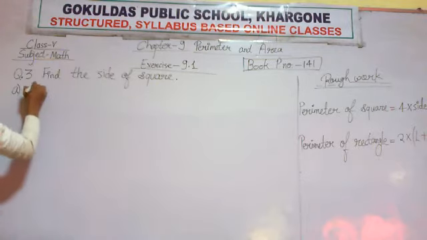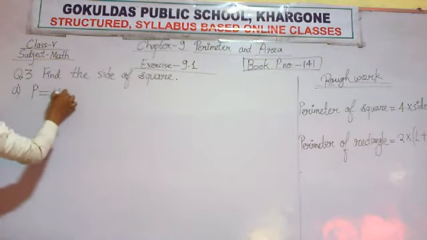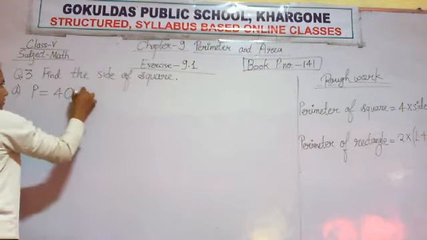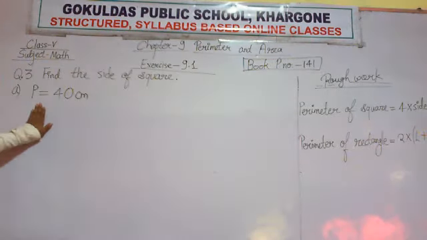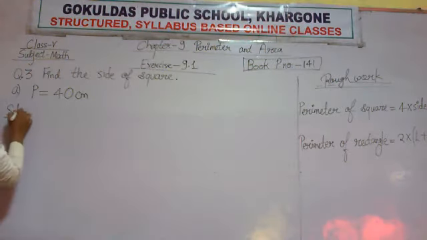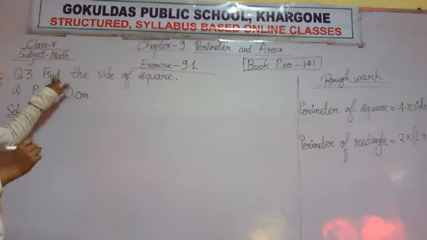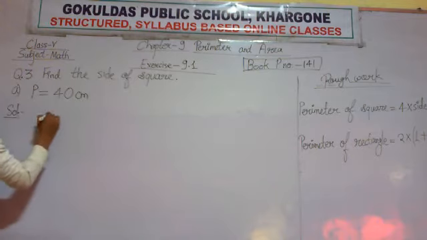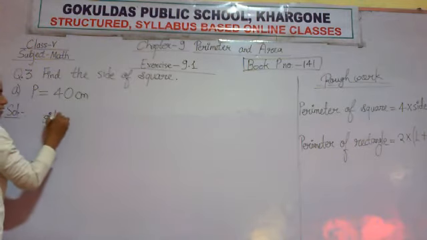Perimeter given is perimeter P equals to 40 centimeter. What is given here? Perimeter is given, right? And what you want to find? You want to find the side of a square. So one formula is there for side of a square.